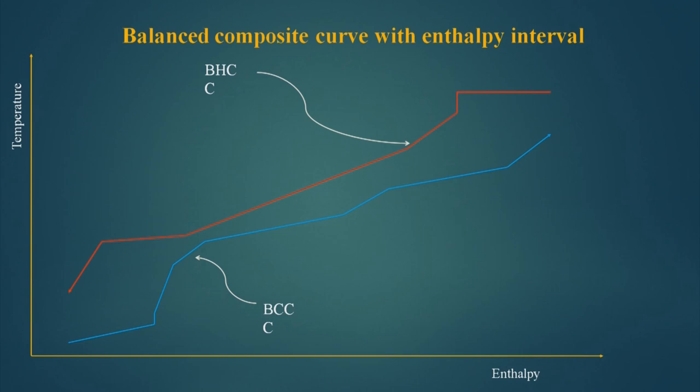So, that means if we find the area using a balanced composite curve, which includes the balanced hot composite curve and the balanced cold composite curve, then whatever area we find will include the heaters, coolers, and process heat exchangers.